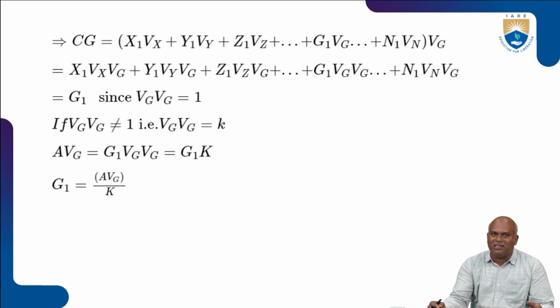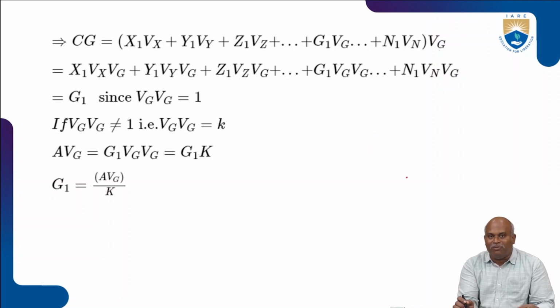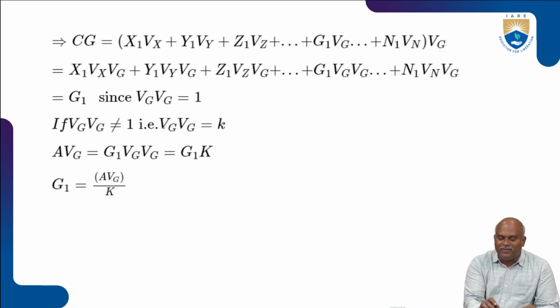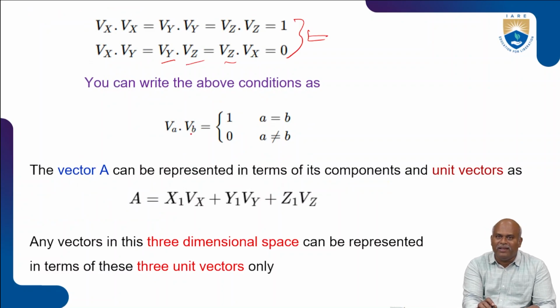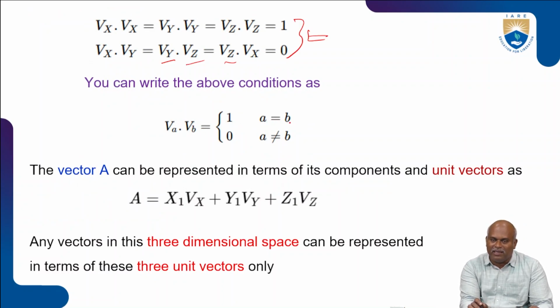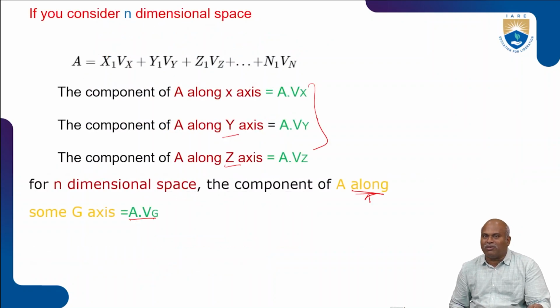Now we simplify this equation. We may multiply with Vg in all the coefficients: x1 Vx Vg plus y1 Vy Vg plus up to what we are going to have here, n. Then I take G1, that is only one direction, the gain value of the signal, and I consider the other terms as 0. So Vg Vg is equal to 1. Why? Because we have taken the condition like this: Va Vb is equal to 1 when A equals B, and 0 when A is not equal to B. That is the orthogonal and non-orthogonal condition.